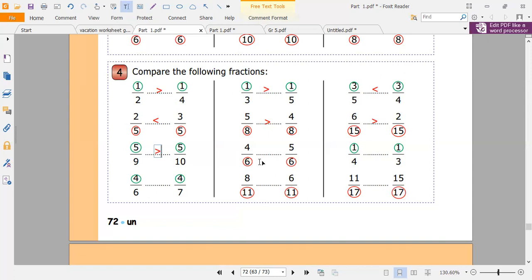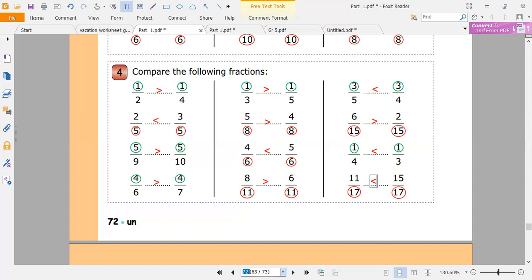Here we have the same denominator, so 5 bigger than 4, so 5/6 is bigger than 4/6. Now they have the same numerator, so 1/3 bigger than 1/4. Here also we have the same numerator, so 4/6 is bigger than 4/7. Here we have the same denominator, so normally 8 bigger than 6, so 8/11 is bigger than 6/11, and 15 bigger than 11. So 15/17 is bigger than 11/17.